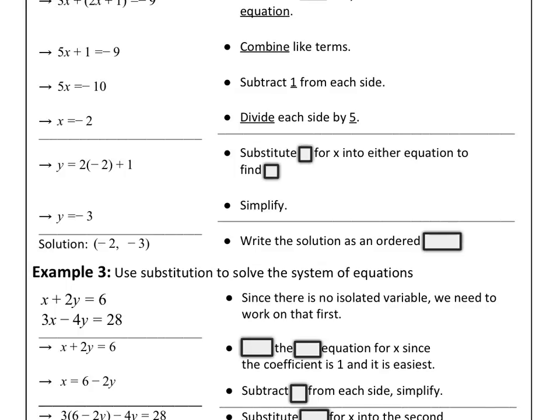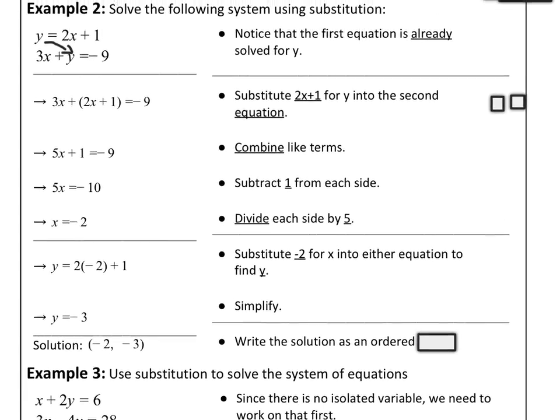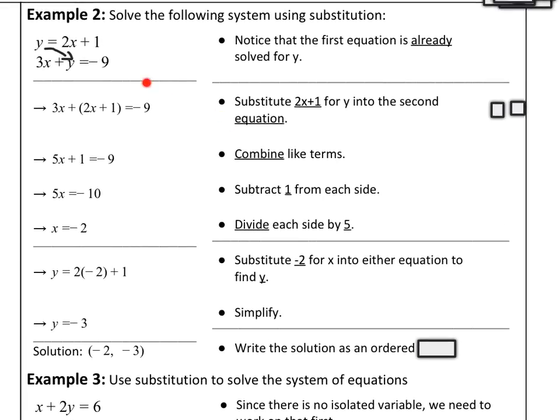Now that we know what x is, we want to plug that into a different equation. We're going to substitute negative 2 for x into either equation to find the y. Again, you could pick any of these two equations up here that you want. We're going to go with the first one, y equals 2x plus 1. Y equals 2 instead of x, negative 2, plus 1.